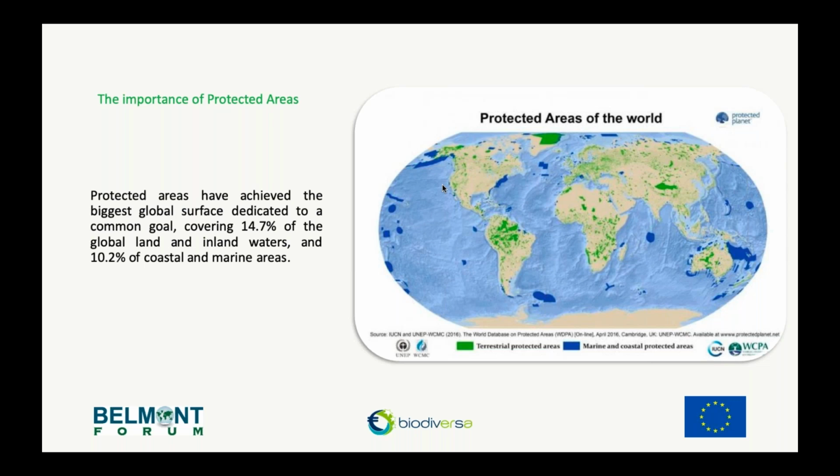And this starts with protected areas, or better said, with their achievements to date, because protected areas have achieved the biggest global surface dedicated to a common goal, covering close to 15% of the global land and inland waters, and over 10% of the coastal and marine areas. We know the benefits of these areas in terms of services, food, clean water supply, how they are also helping to mitigate and adapt to climate change.